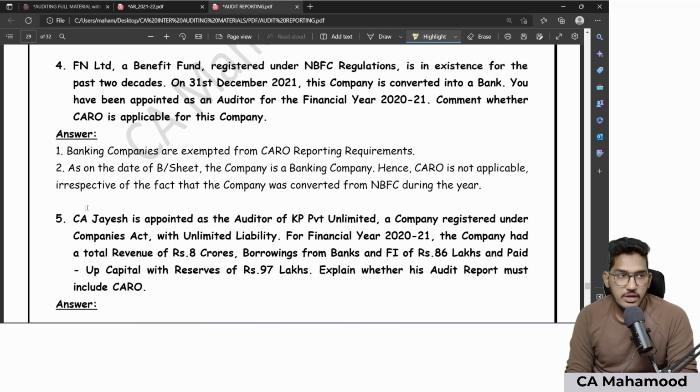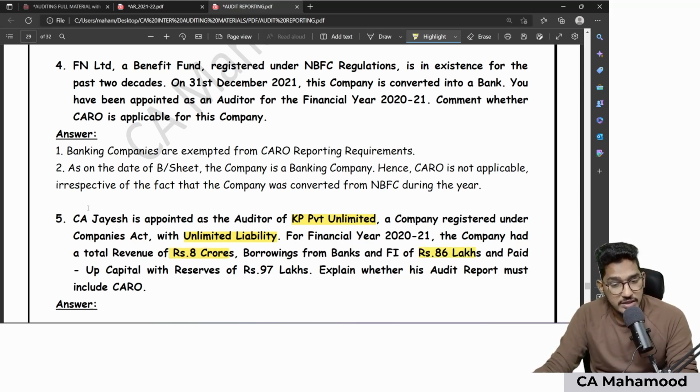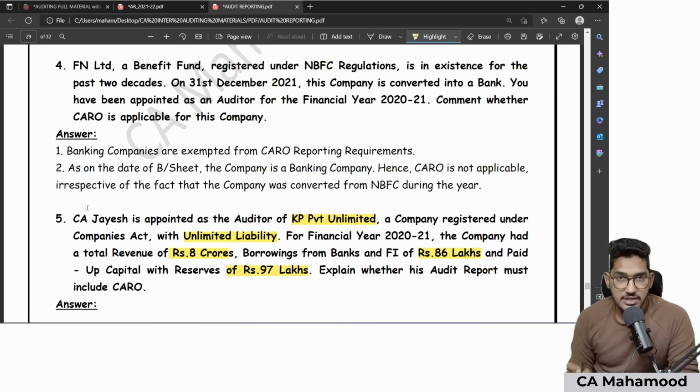Yes. So assume this is somewhat a kind of examination question. CA Jayesh is appointed as auditor of KP Private Unlimited, a company registered under the Companies Act with unlimited liability. For financial year 2020-21, the company had total revenue of 8 crores, which is less than 10 crores. Borrowings from banks and financial institutions are also within the limit, at 86 lakhs. Paid up capital and reserves are 97 lakhs. Explain whether this audit report must include CARO. So now if you observe, look at the conditions, all the conditions are satisfied.